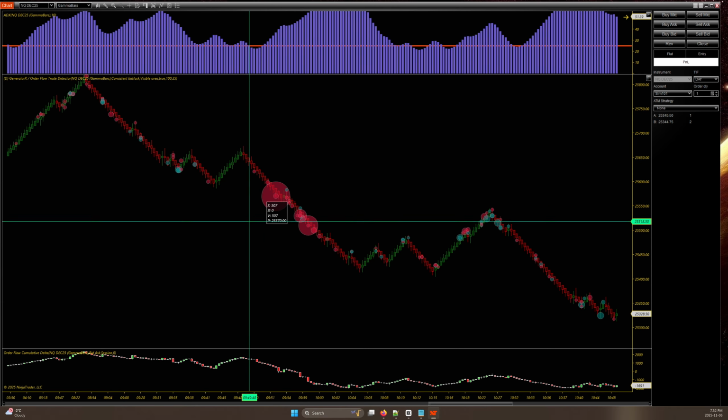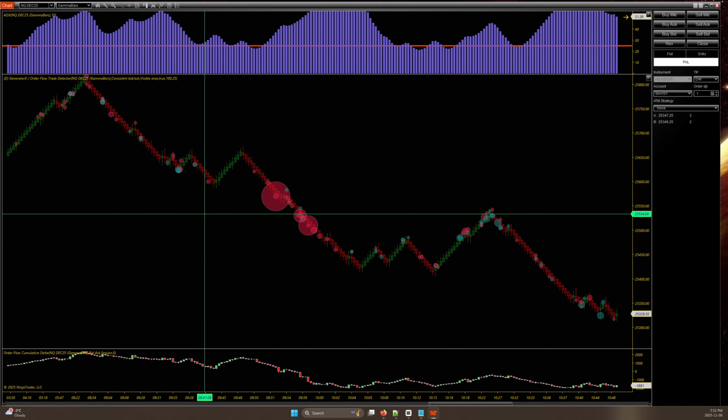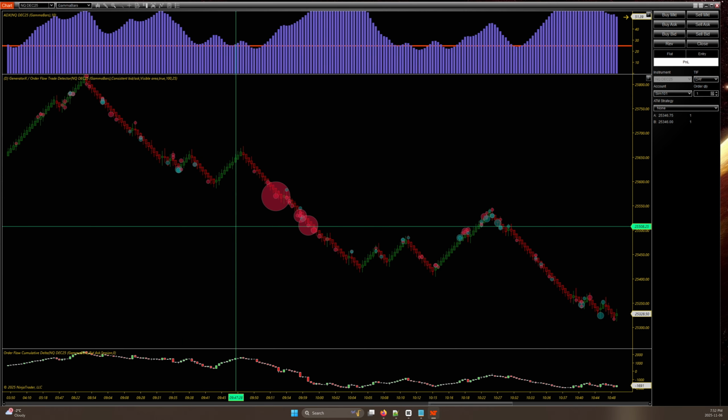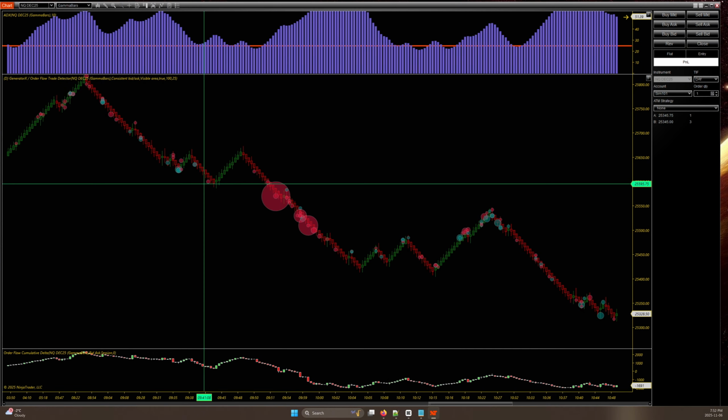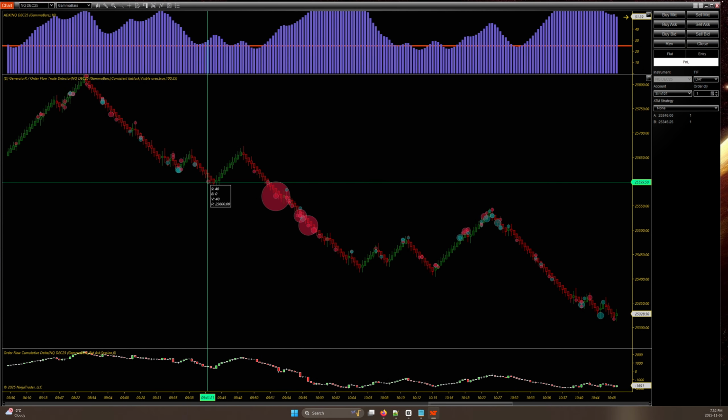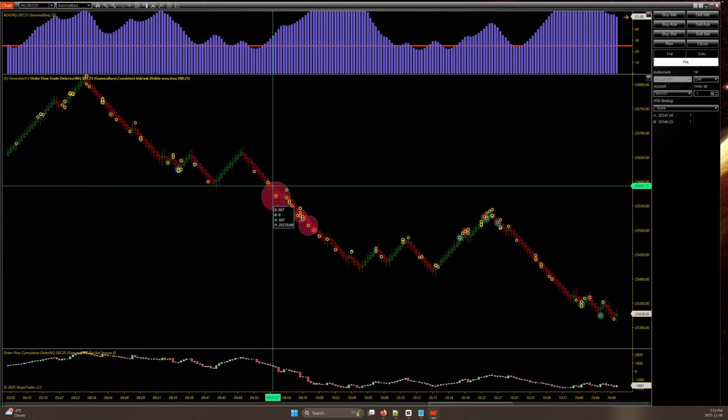I have it set to show up at 25. Either way, if that bar has a net positive 25 or net negative 25, the bubble's going to start small. And as it grows, 30, 35, 40, the bubble gets bigger and bigger. So you can see how big this bubble is.